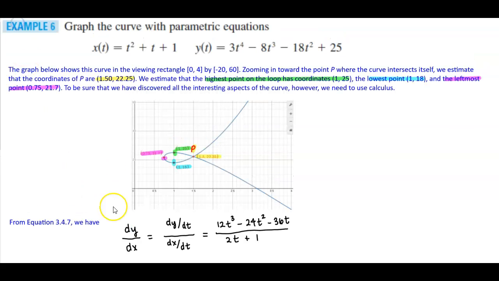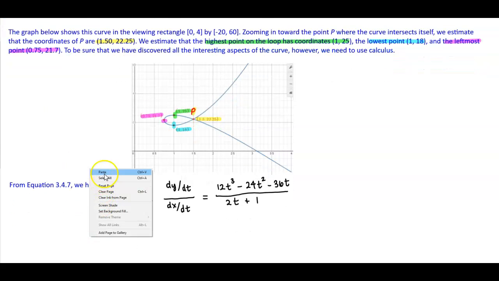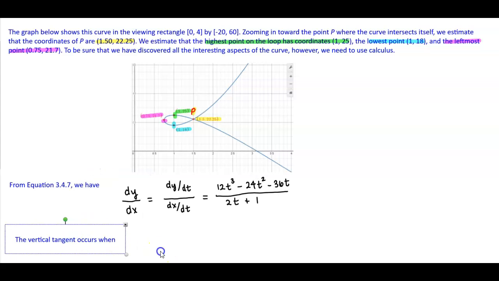Now we need to figure out where the vertical tangent occurs. Well, that occurs when we set the denominator 2t plus 1 equal to 0. So we're taking dx over dt, which is 2t plus 1, and setting that equal to 0. If we solve for t, then t is going to equal negative 1/2.